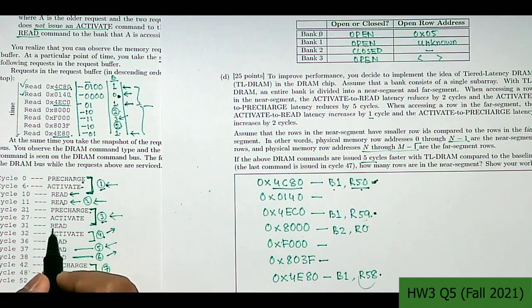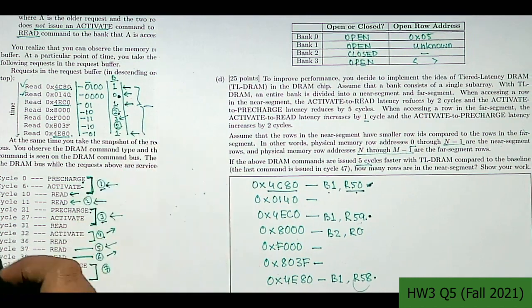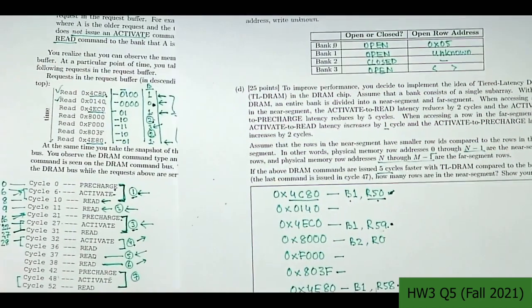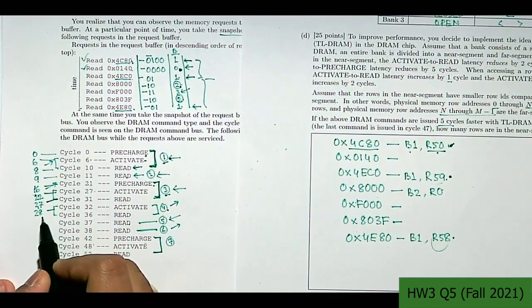So this is the read request. The read request is done. Now this is the activate request. This is the fourth request. The fourth request is going to bank 2, which is completely independent, so we can simply issue it on 28. Okay, so this is happening at 28.